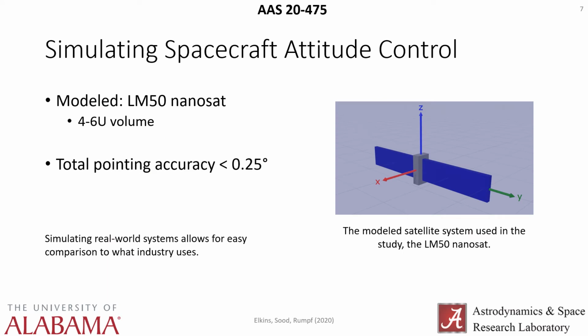So to study how comparable our agent was to real world industry standard pointing accuracies, and to study the interaction between our agent that's trained in a simulator and then transferred to a real world system, we decided to model the Lockheed Martin LM50 nanosat system, which is a 4 to 6U volume nanosat. Lockheed Martin denotes that the total pointing accuracy of the LM50 is less than 0.25 degrees per axis at the 3 sigma level. And this allows us to directly compare our agent's pointing accuracies to what is industry standard. You can see the LM50 system that we modeled rendered here in Blender on the right with the body-fixed principal axes labeled.